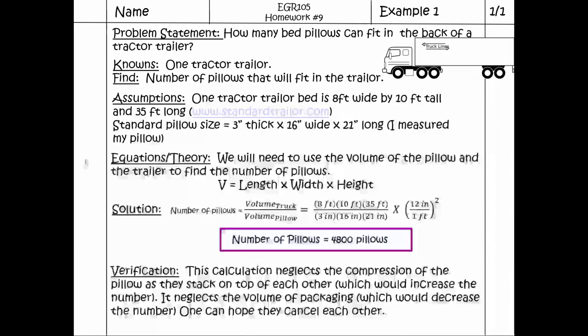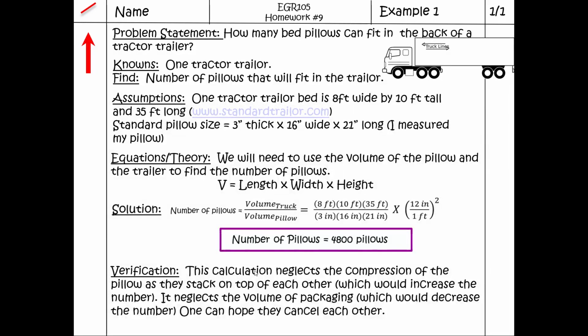What about the wheel wells in this area, right? Maybe there are things in the tractor trailer where I can't fit a box perfectly, so maybe I don't have exactly that. But what I can say is that this number should give me somewhere in the ballpark. I should have somewhere like 4,000 pillows or maybe 5,000 pillows. Somewhere in that range is probably a good estimate to give someone.